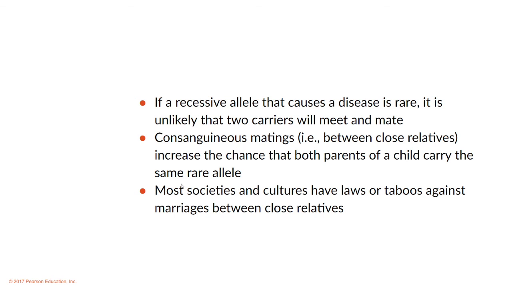All right, so if a recessive allele that causes a disease is rare, it's unlikely that two carriers will meet. And especially if the recessive disease causes a decrease in fitness, it is much more likely that those traits are selected out of the population, even within humans.